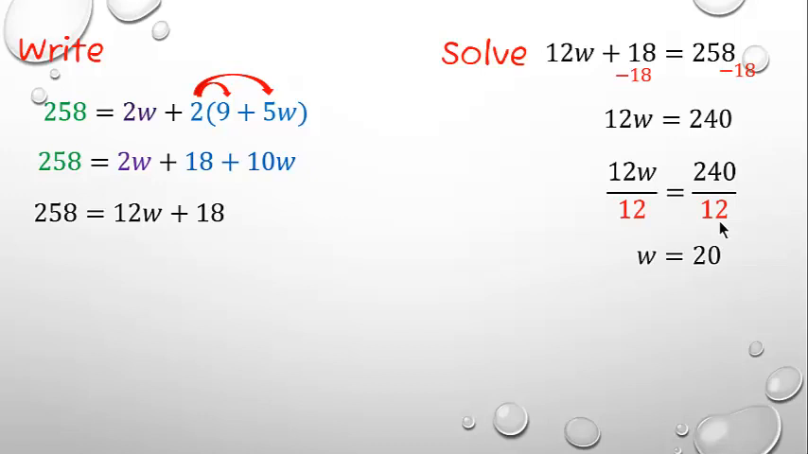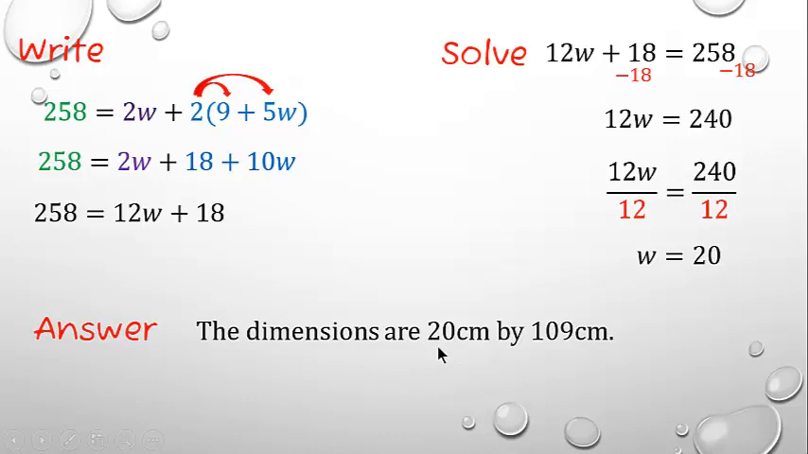Now that means our width is 20. The question asked us what were the dimensions, so we do need to work out the dimensions. So remember that the width was w, the length was 9 plus 5w. So in our answer we have the dimensions are the width is 20, and substituting 20 in for the width, we have 9 plus 5 times 20 is 109 centimetres. So your dimensions are 20 centimetres by 109 centimetres. Now you should definitely have those units in there because in the question it was given in centimetres.